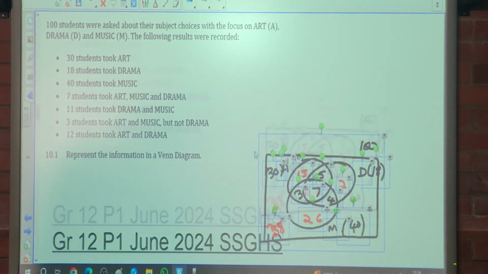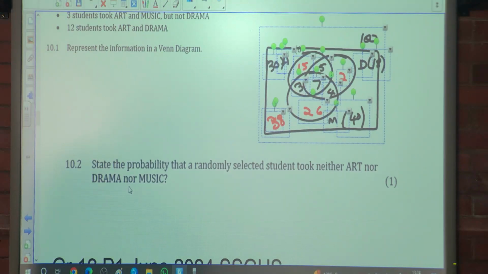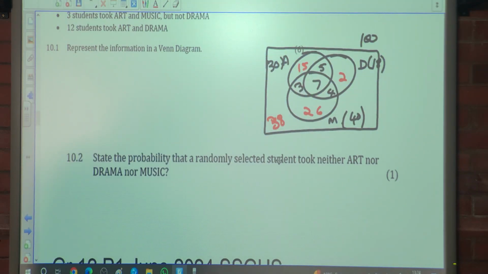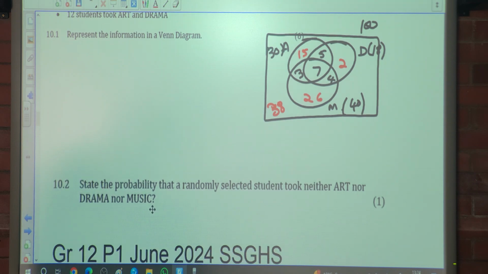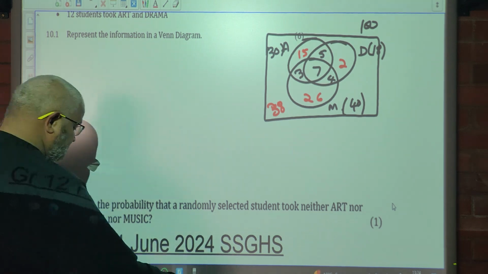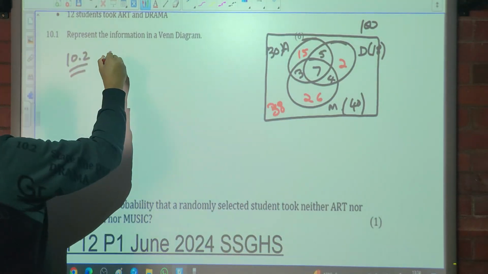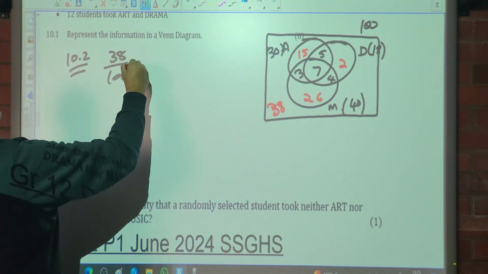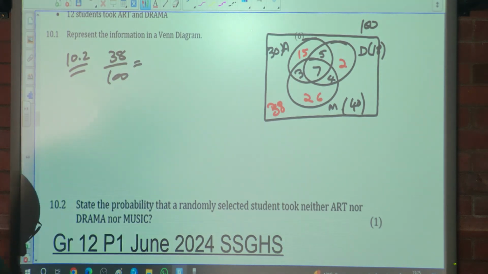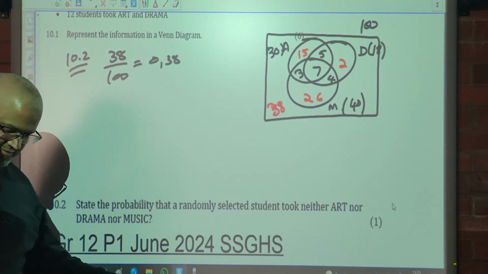Let's go to the next question. The next question says, 10.2, state the probability that a randomly selected student took neither art, nor drama, nor music. So the probability, not the number. So how many don't take any of the above? 38. So it's 38 over 100. And what's 38 over 100? 0.38 or 19 over 50. Both would get you the full marks.